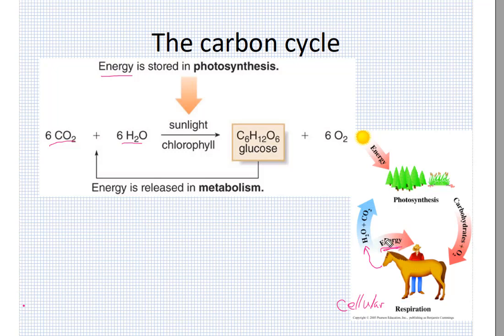In the process, we'll produce energy from this. This energy ultimately came from the sun. The sun was used to produce the energy for photosynthesis. That energy is returned to us when we break down the carbohydrates in metabolism. So metabolism has two main parts.